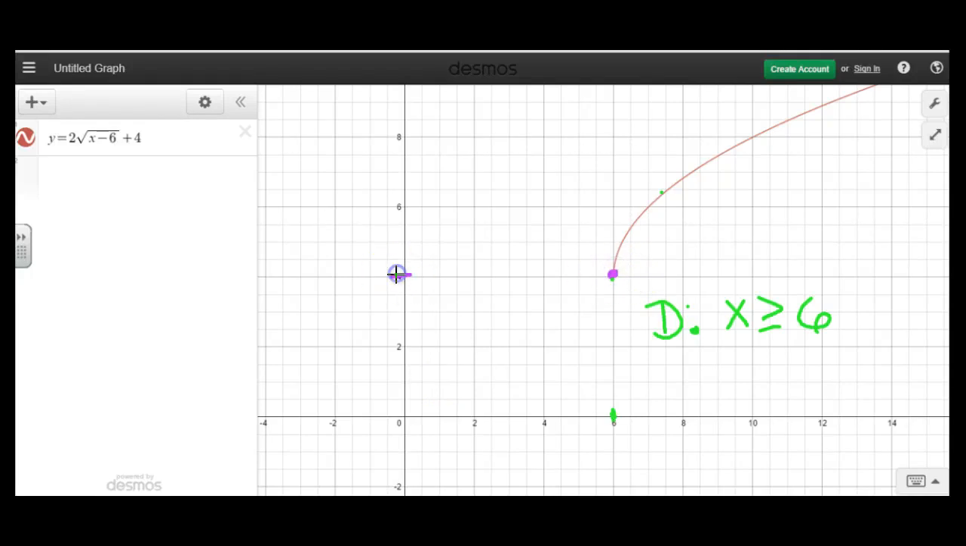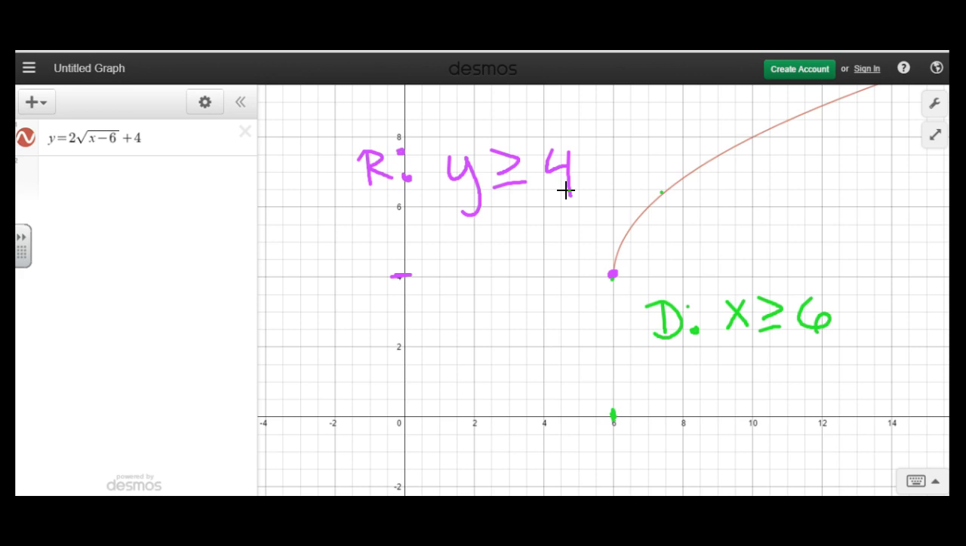Range, we're going to pick our y value that matches up. And we have to decide, okay, our graph, it's everything above that y value. So our range is everything bigger than or equal to 4.